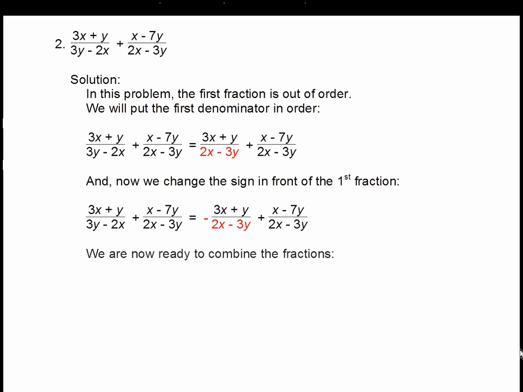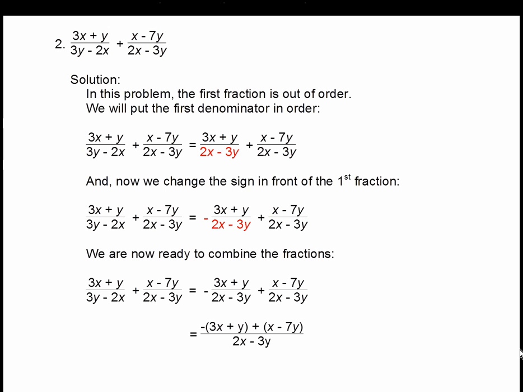Okay, let's get rid of the color. So we're getting ready to combine the fractions. So here it is without the color. Now, each individual numerator inside parentheses, this minus sign was that minus sign right there. We're now getting ready to drop the parentheses. So I'll have minus 3x minus y plus x minus 7y all over 2x minus 3y.